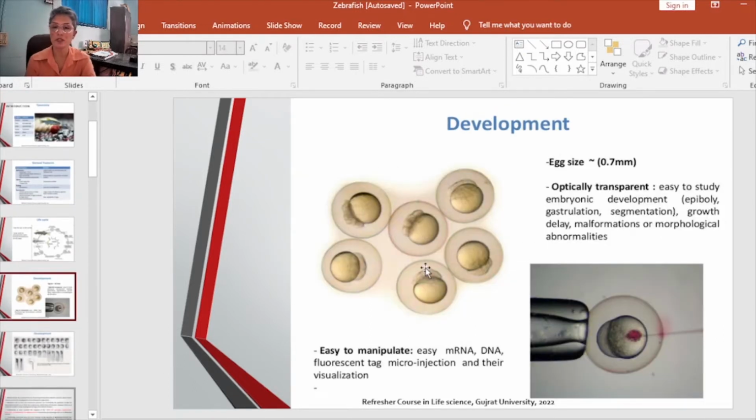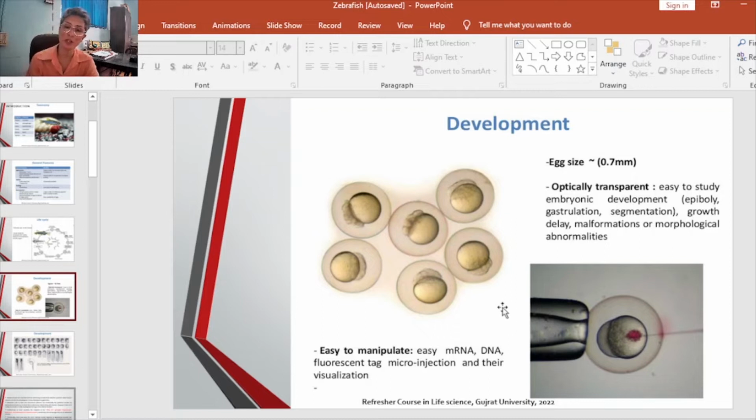In this photograph you can see the fertilized egg of the zebrafish, and it is totally transparent, and you can clearly visualize the 4 cell stage and 8 cell stage also. Of course it is easy to handle and optically transparent, so it is easy to study embryonic development, epiboly, gastrulation and segmentation. Growth delay, malformation or morphological abnormalities can also be visualized.